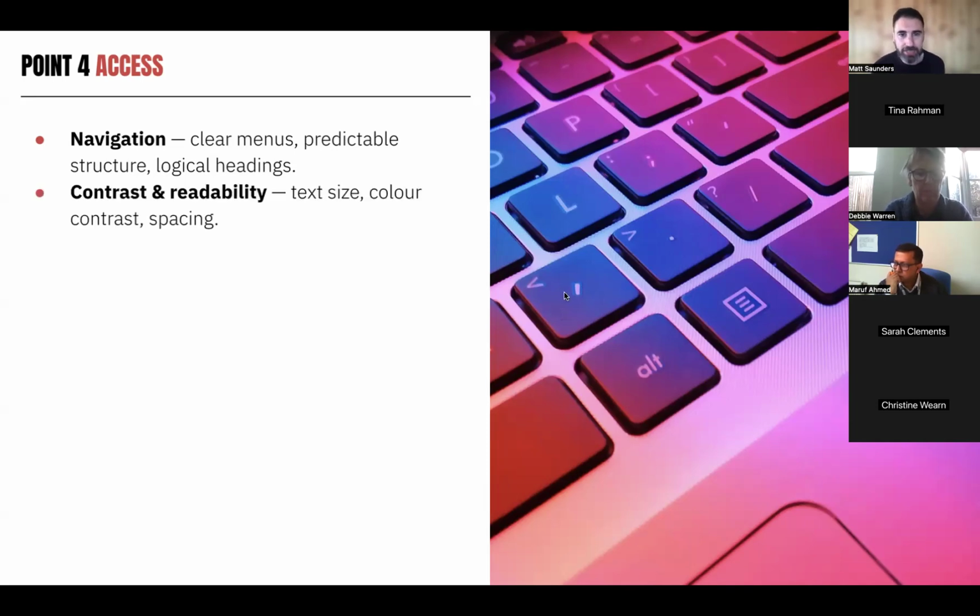Contrast and readability: text size, color, contrast, and spacing. Contrast is something we see quite often. You'll be surprised at how much contrast there actually has to be between the text and the background color for it to pass accessibility compliance. Even when we can see it, if you are of perfect vision, other people may not be able to.